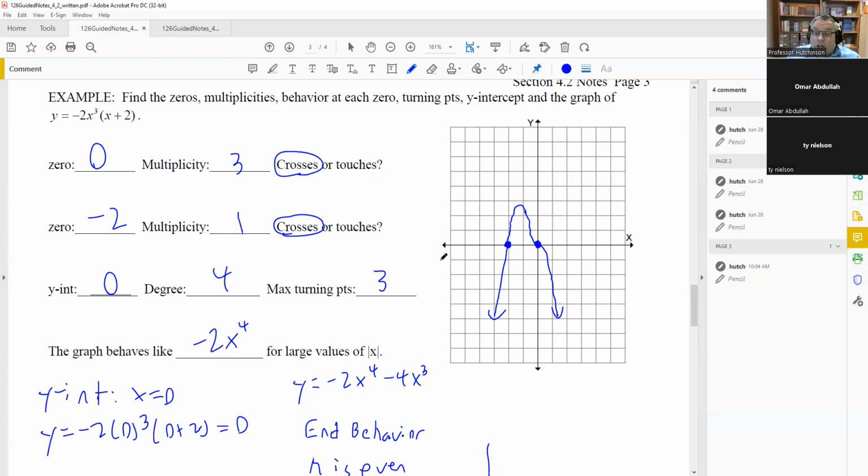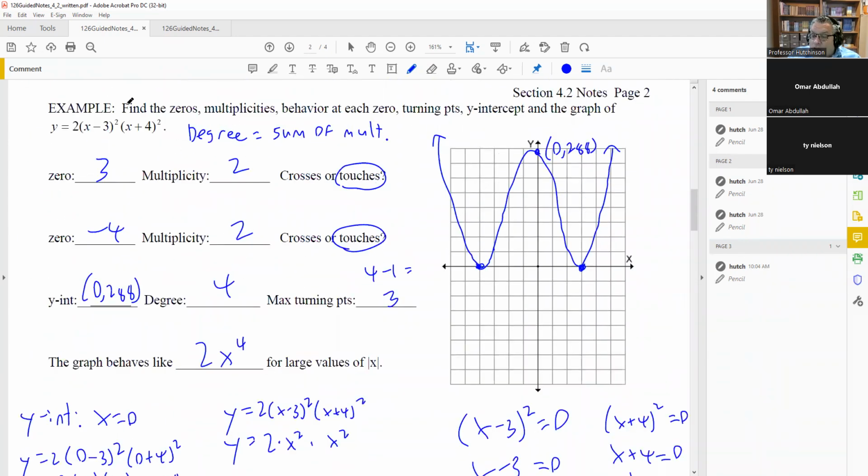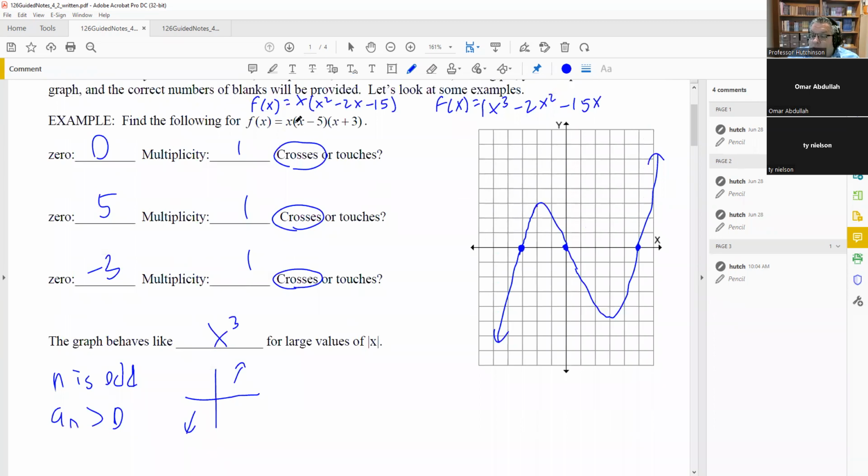For the ones that we did the other day, I'll go back and review that for you as well. This one that we did yesterday, each of these multiplicities is a square. So each of these pieces is a square, and that's why they both look like parabolas as they cross. It does that normally because of the end behavior we found. That was the only way it could have behaved. The first one we did was all ones, so everything is linear. That's why all of these just cross through and look like regular lines.